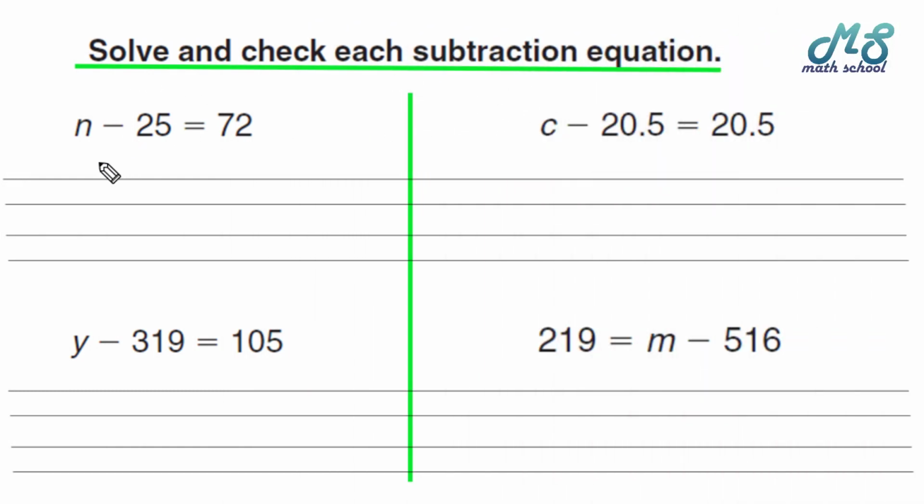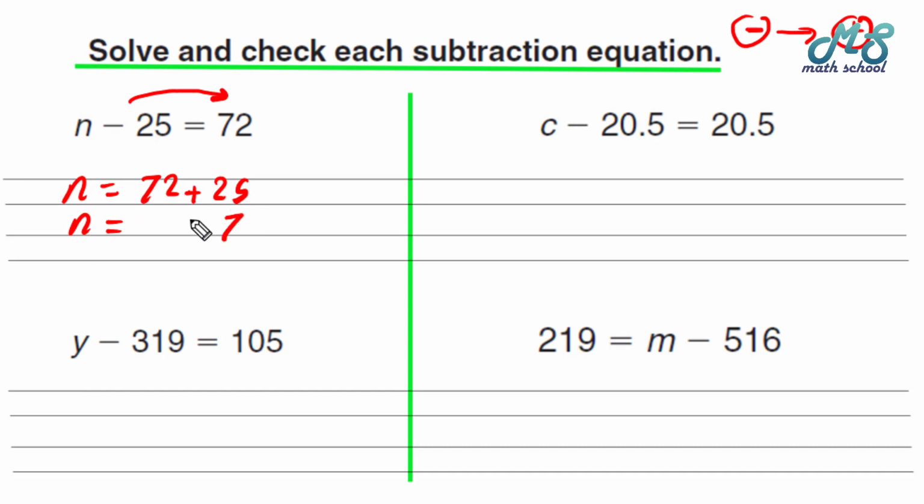Let's solve and check each subtraction equation. How can we solve the subtraction equation? By the same way, we will use the inverse operation. The inverse operation of subtraction is addition. So to find the value of n, just move 25 to the other side to be added. Now we can write that n equals 72 plus 25, just to add. 2 plus 5 equals 7. 7 plus 2 equals 9. Now n equals 97.